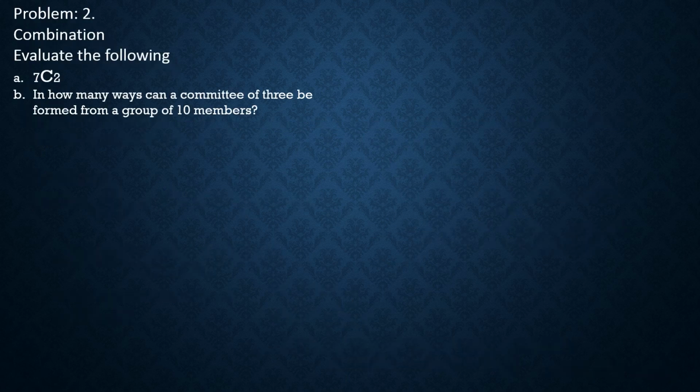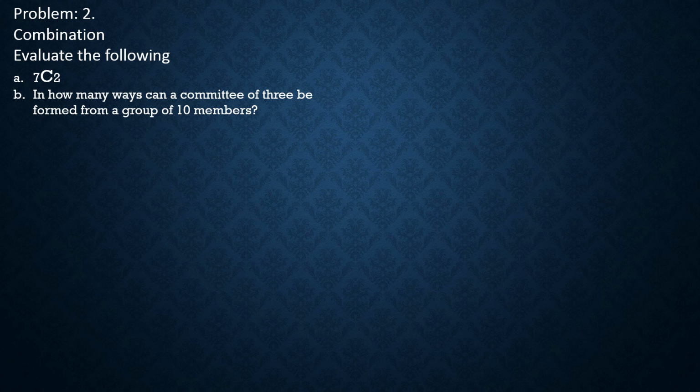Okay, for problem number 2, this type of problem would be under combination. So we have here two items. Evaluate the following. Letter A, combination of 7, taken 2 at a time. Letter B, in how many ways can a committee of 3 be formed from a group of 10 members? For this one, it is the same concept as in permutation, but it has something different from the permutation.